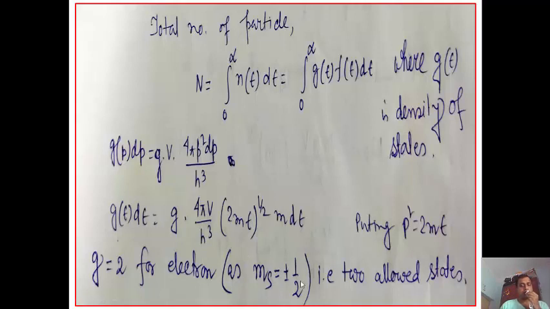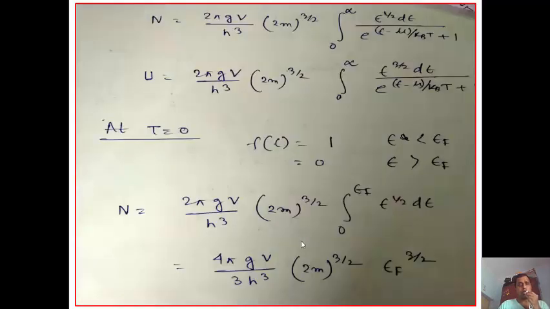This is because it has two states, spin up and spin down, and we get g(epsilon) d epsilon equals g 4 pi V by h cube times (2m) to the power 3 by 2 times epsilon to the power half d epsilon, where we use p square equals 2m epsilon. Now the total number of particles N and total energy U can be written from g(epsilon) d epsilon. The difference between the two is epsilon to the power half in the first, and epsilon to the power 3 by 2 here, because for energy we multiply n(epsilon) d epsilon by epsilon.